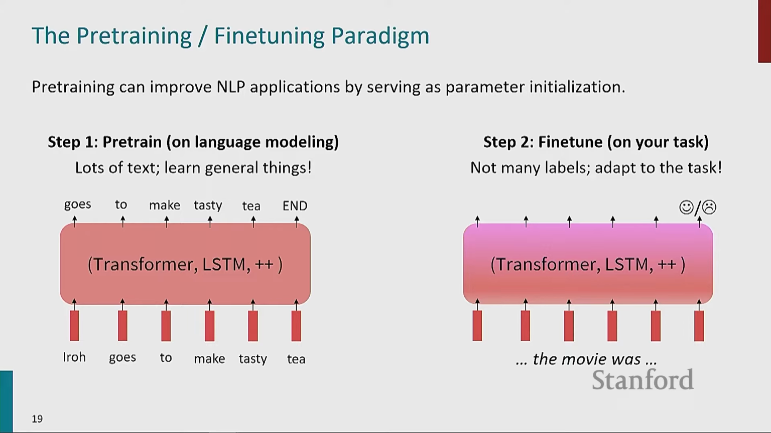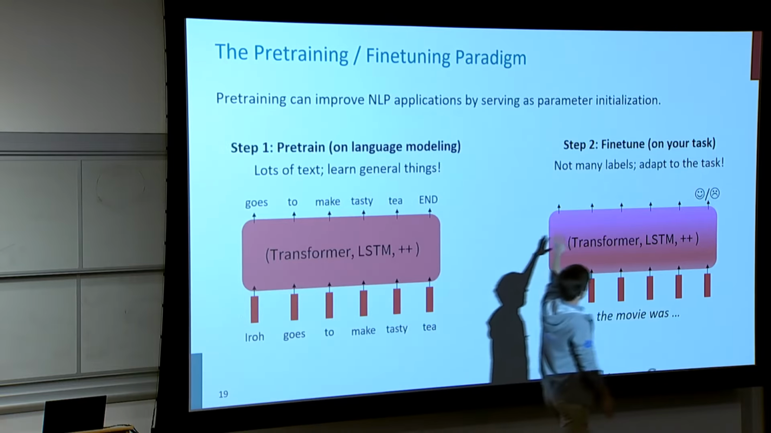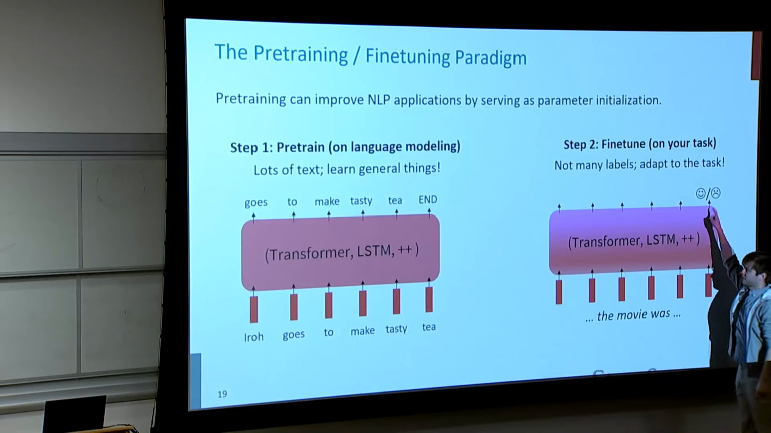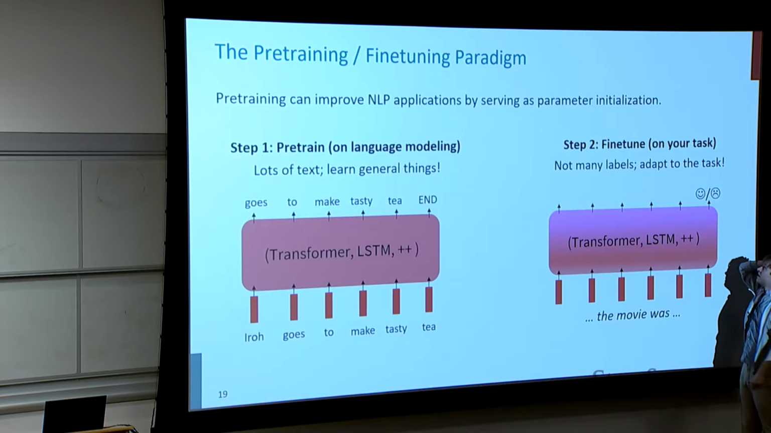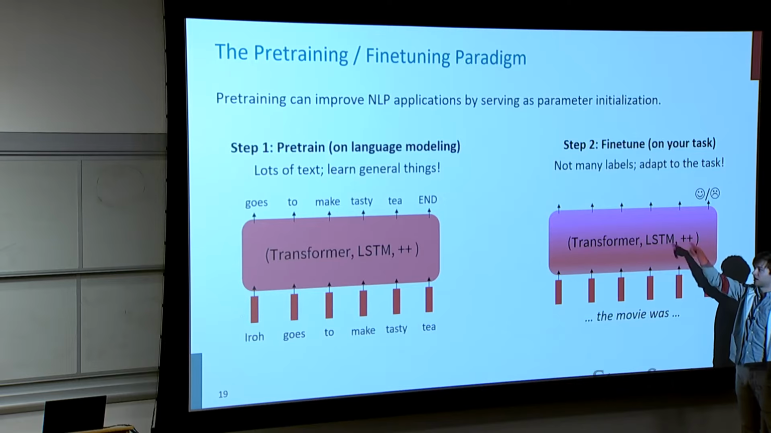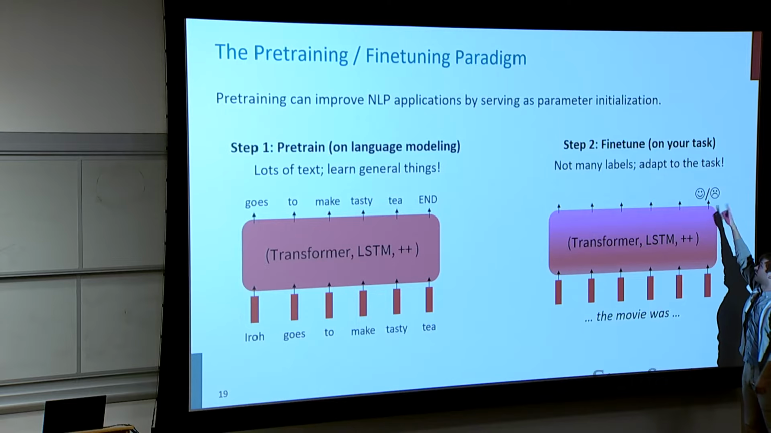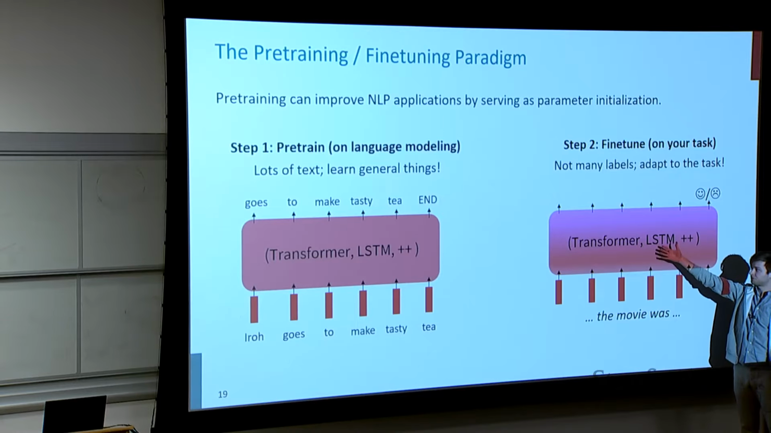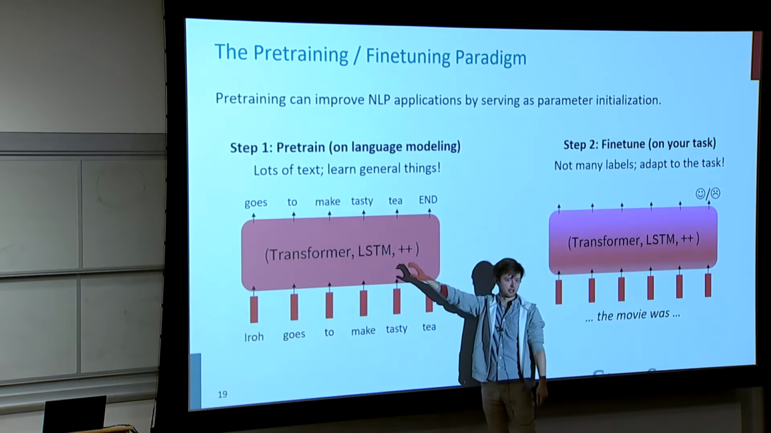So you have a ton of text. You learn very general things about the distribution of words and the latent things that tells you about the world and about language. And then in step 2, you've got some task, maybe sentiment analysis, and you have maybe not very many labels. You have a little bit of labeled data, and you adapt the pre-trained model to the task that you care about by further doing gradient steps on this task. So you give it "the movie was," you predict happy or sad, and then you continue to update the parameters based on the initialization from the pre-training.